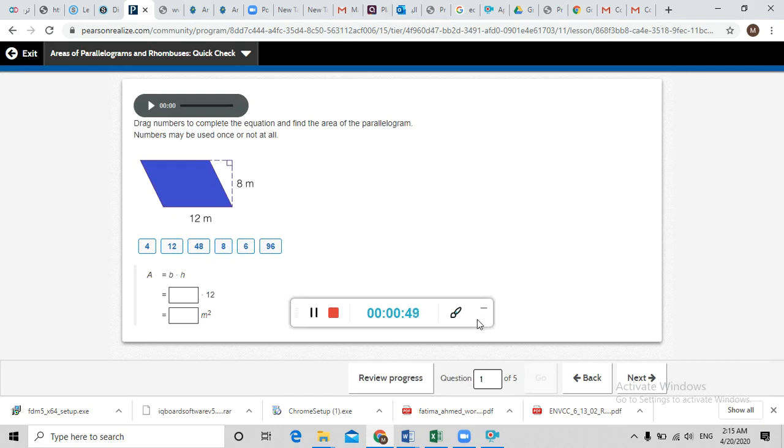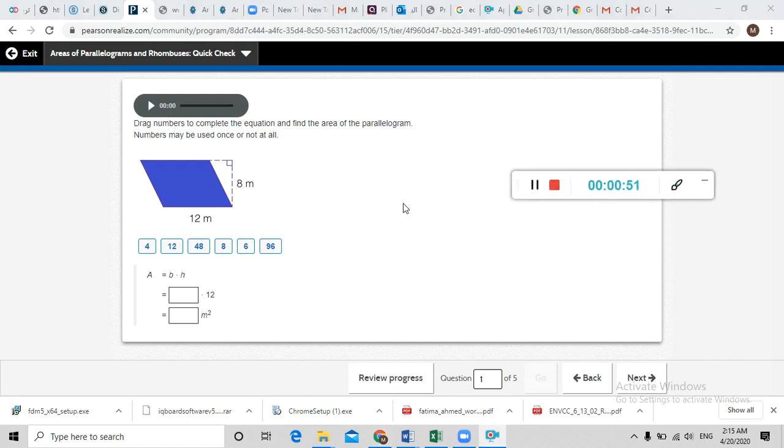Look, in question number 1, this is a typical question for this lesson. Drag numbers to complete the equation and find the area of the parallelogram. Numbers may be used once or not at all. Here, the base is 12 and the height is 8. So to find the area of the parallelogram, we multiply the base 12 by the height, which is 8. So the answer will be 96 meters squared.